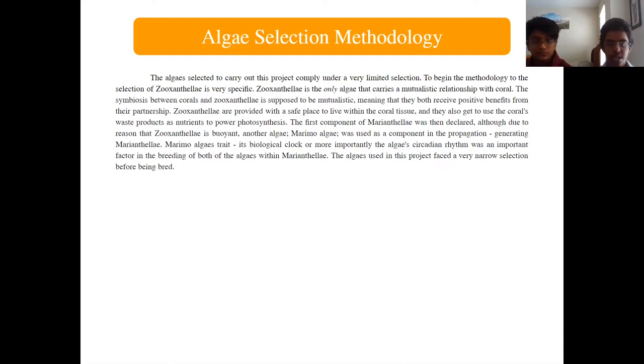Marimo algae's trait, its biological clock, or more importantly, the algae's circadian rhythm, was an important factor in the breeding of both of the algae within Mariantly. The algae used in this project faced a very narrow selection before being bred.